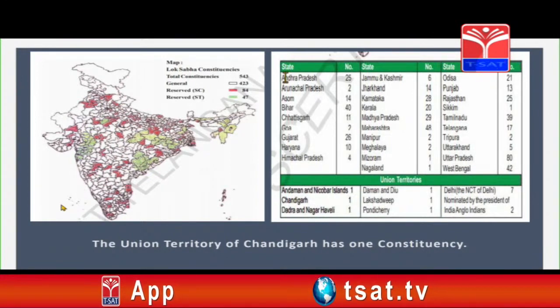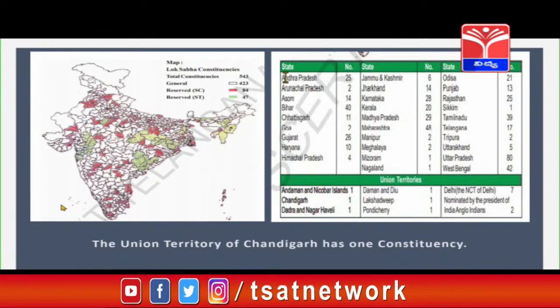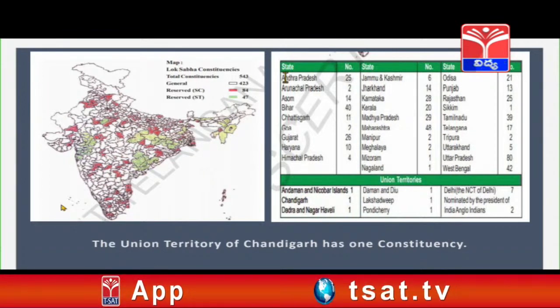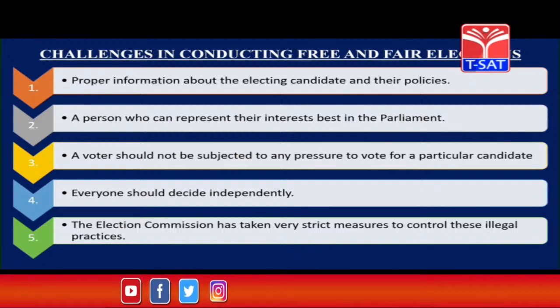It is very tough and a challenging task to conduct the elections. Do you know who conducts the election in our country? There is a separate body called the Election Commission of India. At the central level, we have a Central Election Commission and at the state level, we have a State Election Commission. Now let us see what are the challenges that are faced by the Election Commission in conducting free and fair elections.